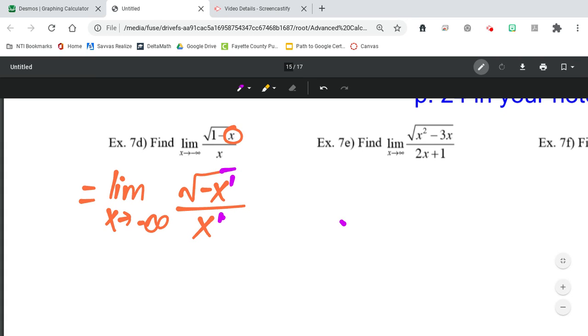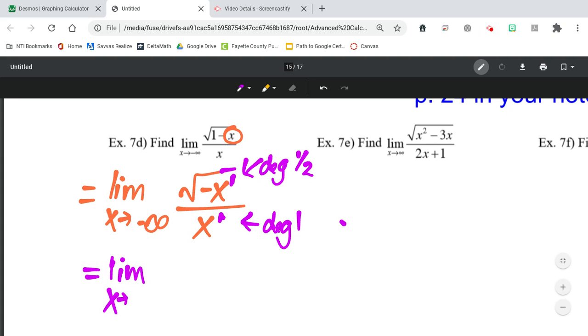But then if I were to take the square root of that, it would be like dividing that exponent 1 in half. So the degree of the numerator is more like a half, and the degree of the denominator is 1. So I have a function where the degree of the denominator is larger than the degree of the numerator. So in this case, that would mean that I have the limit as x approaches negative infinity of the square root of the whole thing, 1 minus x over x. Since the degree of the denominator is larger, then there's a horizontal asymptote at 0, and the limit approaches 0.